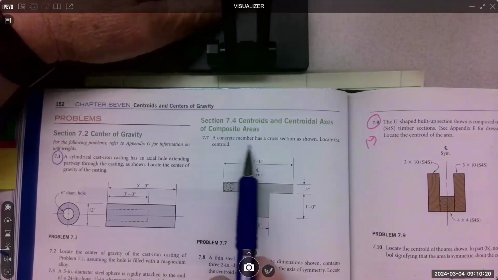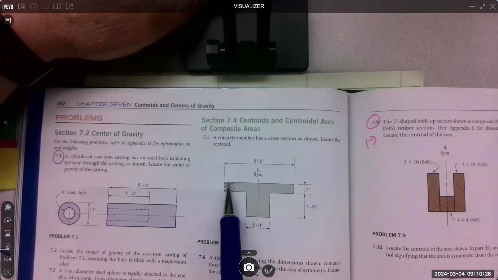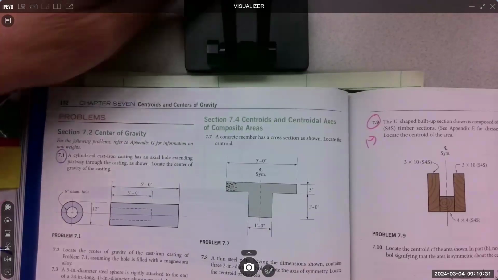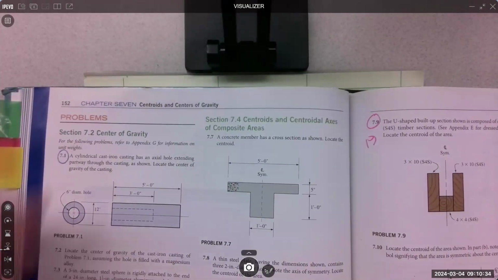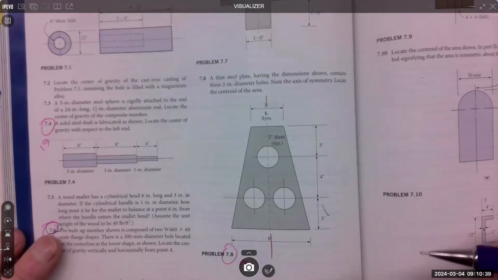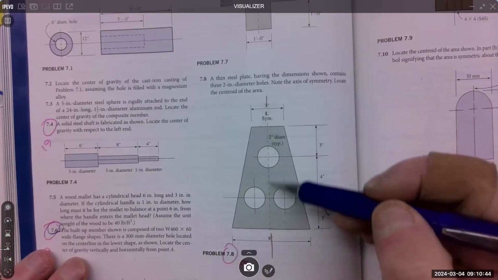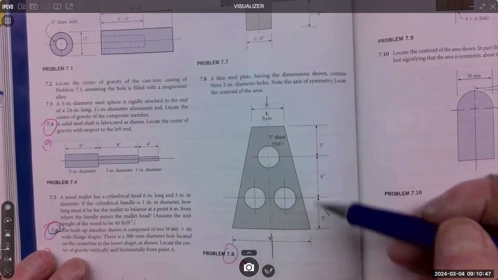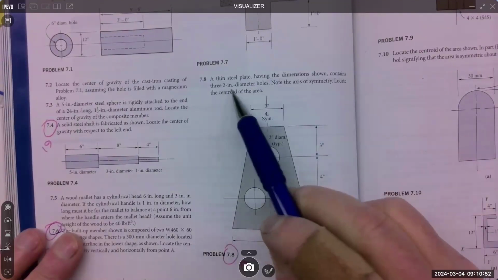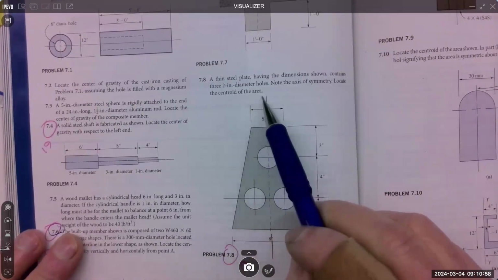It says a concrete member has the cross-section shown, locate the centroid. So it's all concrete, so we don't need to deal with the weight. We just use the shape, just like the problem I just worked. Number 8 is a little more difficult, but you can figure it out. Break it into shapes that are simple. It's symmetrical about this axis, so we don't need to find y, we just need to find x. It says a thin steel plate having the dimensions shown contains three 2-inch diameter holes. Note the axis of symmetry, locate the centroid of the area.